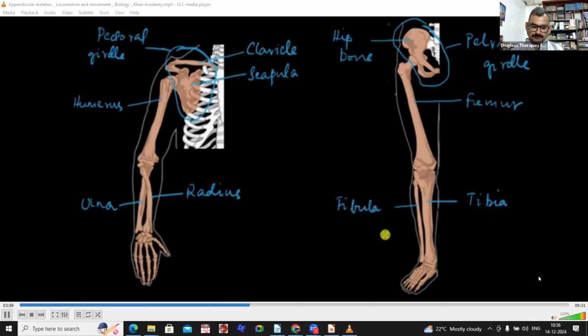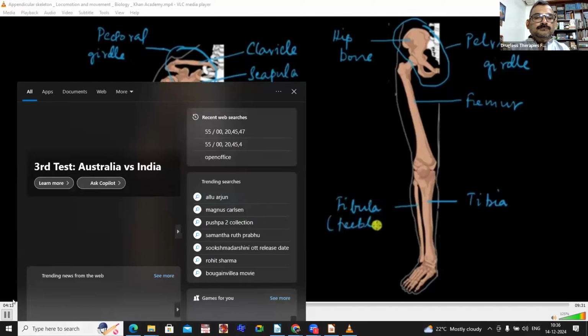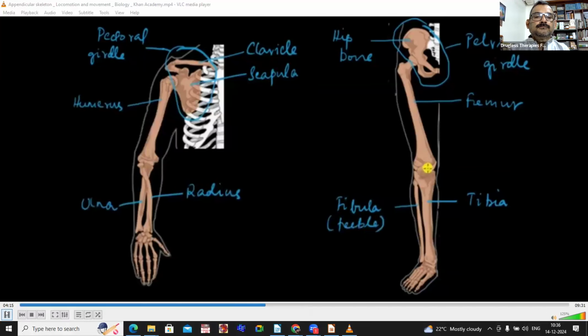Again, the same question. How do you know which is the tibia and which is the fibula? I remember when I was in 11th grade, my teacher told me that the bone that looks more feeble, so this is thin and feeble compared to this bone, that feeble bone is fibula. Now there is an extra bone over here in the leg which is not there in the arm, this rounded bone over here, and it's the kneecap called the patella. There is no such bone in the arm.